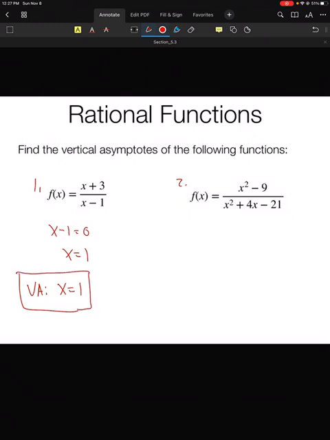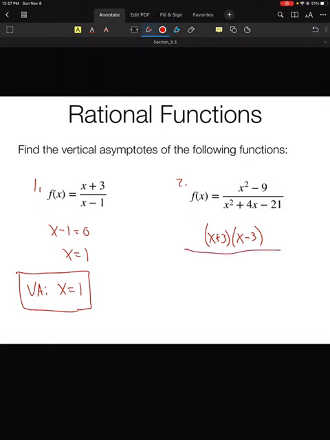Okay, so not really complicated. I just need to find where the denominator is equal to 0. When that's true, that's where the vertical asymptote is. All right, so let's go to number 2, a little bit more of a complicated one. x squared minus 9 over x squared plus 4x minus 21. What we first want to do here is notice that I can factor the top, and it turns out I can factor the bottom. So the top can be factored into x plus 3 and x minus 3. x squared minus 9 is a difference of squares, okay, and we can factor that.